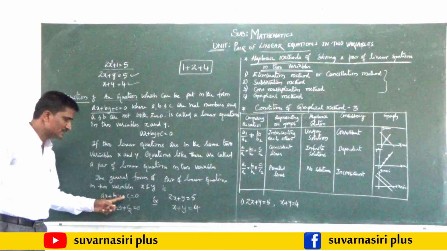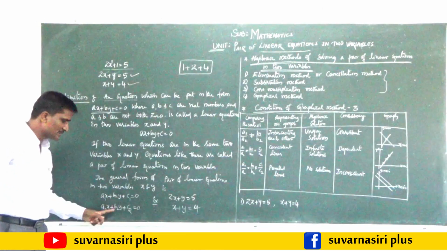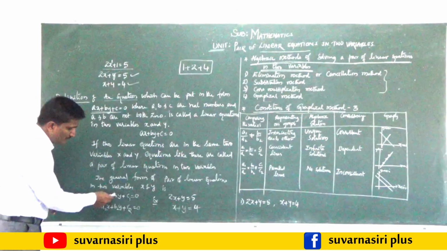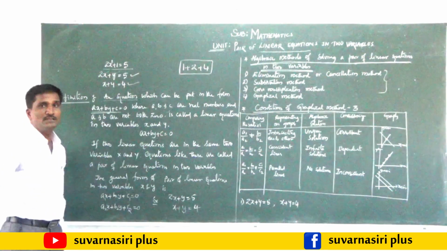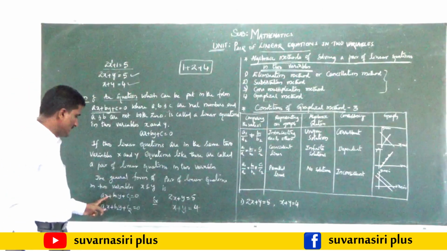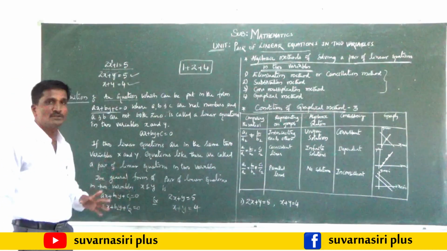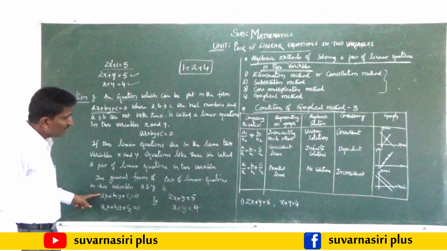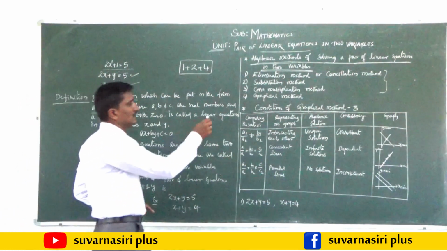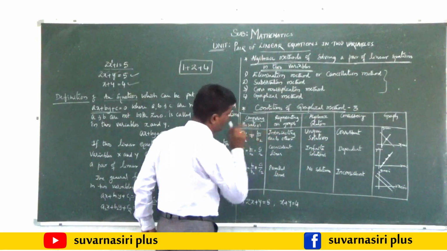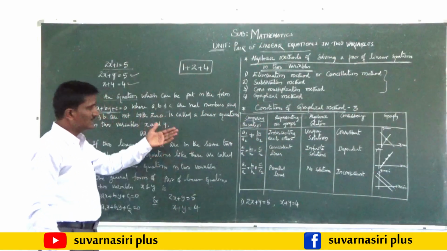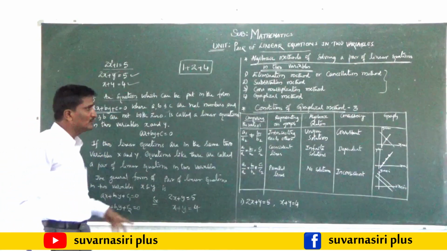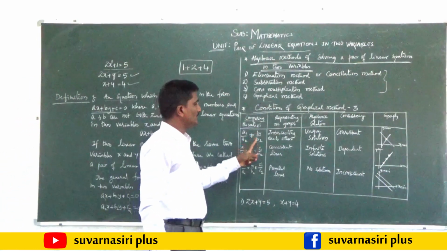a1x plus b1y plus c1 is equal to 0, a2x plus b2y plus c2 is equal to 0. Here, a1, a2, b1, b2 are the coefficients of x and y, and c1, c2 are the constant values. So you have to take the coefficient ratios, comparing the first equation and the second equation. First condition: a1 by a2 is not equal to b1 by b2.